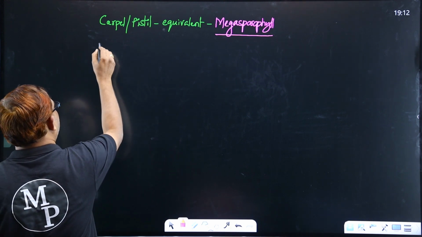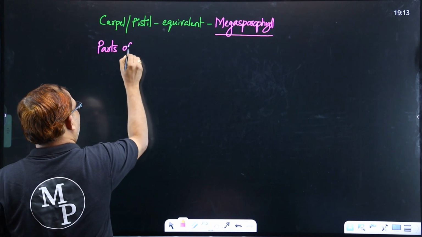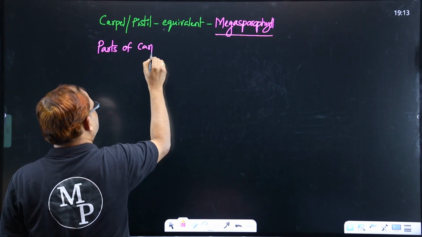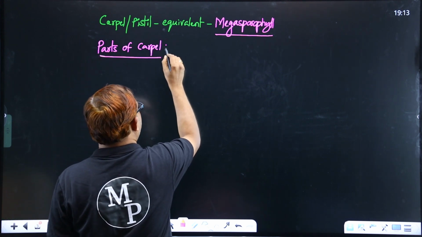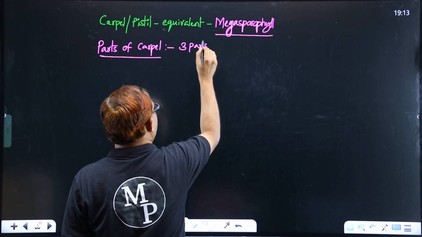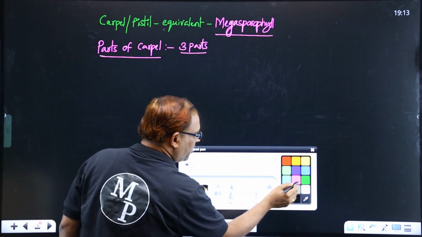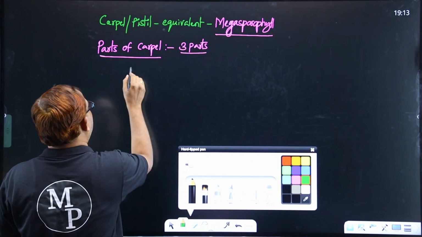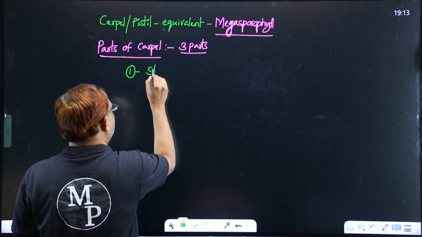Now the parts of the carpel. There are three parts. Total how many parts are there? Three parts. So what are the three parts here? The first part is the stigma.